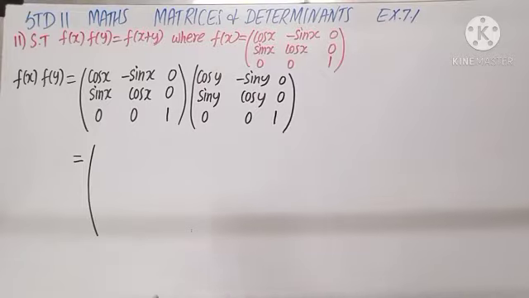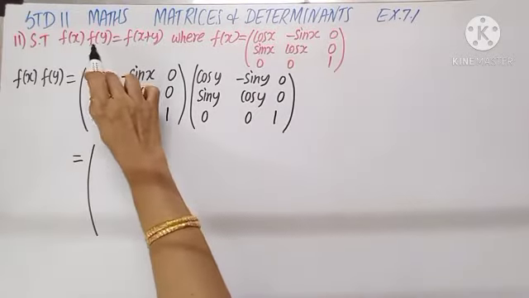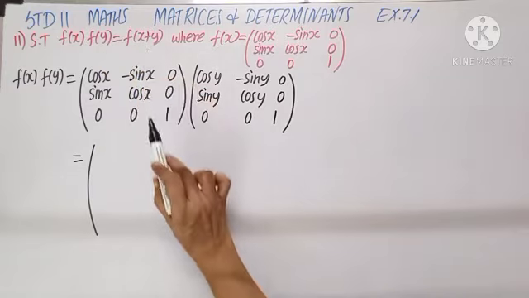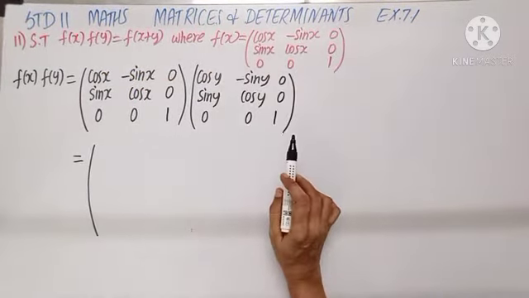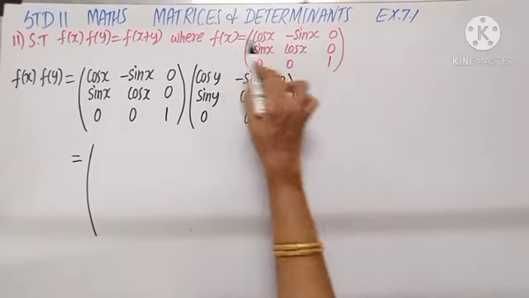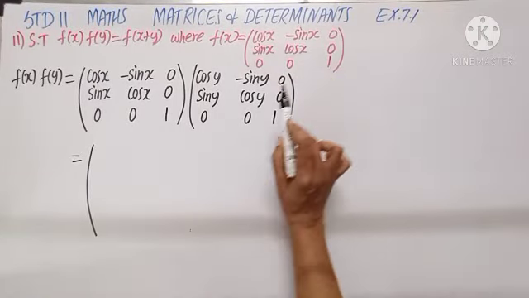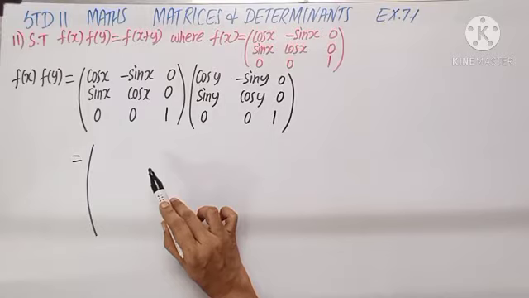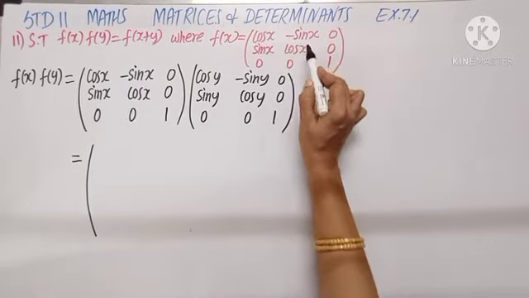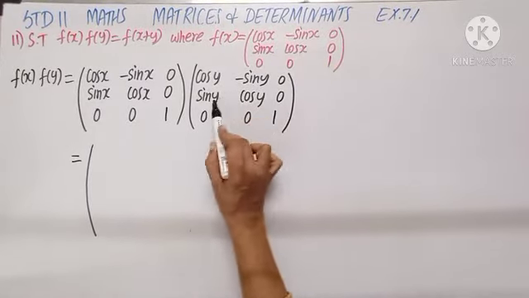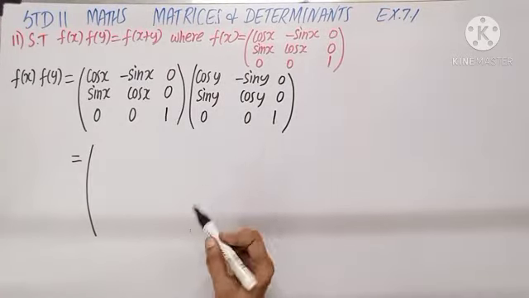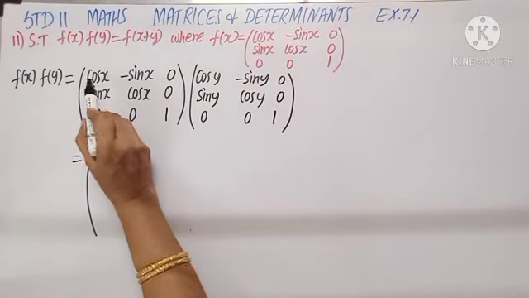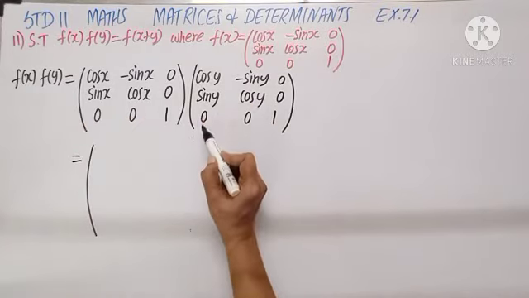Question number 11. Show that f of x into f of y is f of x plus y, where f of x is given like this. If f of x is this matrix, how to write f of y? Wherever x is coming, we shall replace y. Zeros and ones we will copy as it is. How do we multiply? First row by first column.